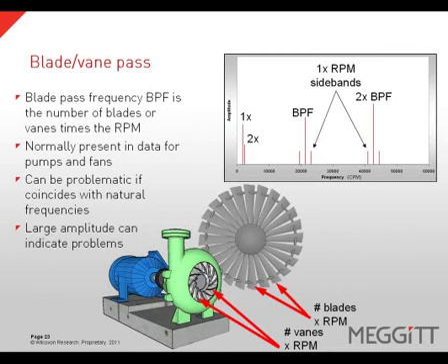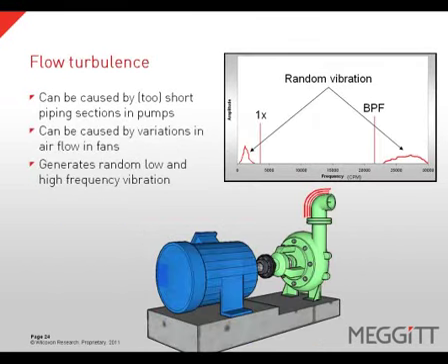Flow turbulence can occur in both pumps and fans. With pumps, turbulence can be created by piping sections that are too short. With fans, turbulence can be caused by variations in the airflow. Flow turbulence will generate random low and high frequency vibrations.